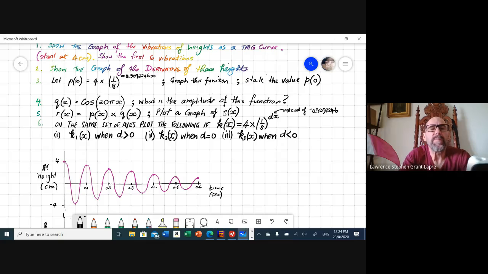Now, negative 0.5092. Oh, that's actually wrong. No, I don't want it to be negative. Let me change that. Sorry about this.